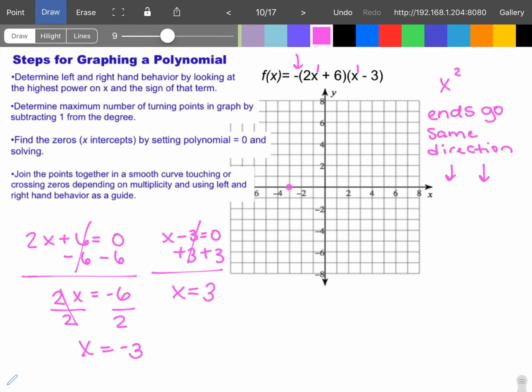Okay, so if I go to negative 3 and put my dot, and positive 3 and put my dot, then basically I already know that these are supposed to both be going down like that, and there's only going to be one turn because remember we take the degree minus 1. So that means it's going to go like this. Now, does it go all the way up to the 4? Does it go to 6? Does it go to 20? We're not dealing with that right now. We just are looking at the shape of the graph and the intercepts where it crosses.